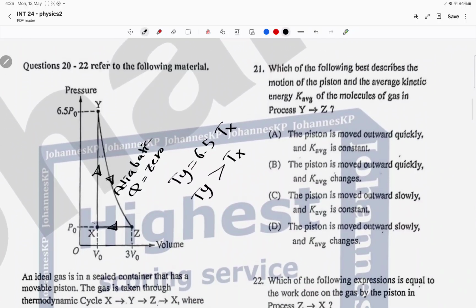21. Which of the following best describes the motion of the piston and the average KE of the molecules of gas from process Y to Z? From Y to Z, what's happening? Is the work positive or negative? From Y to Z, negative. Why? Oh, positive. No, it was right, but I'm asking you why. Okay, so delta V is positive, because we're expanding by 3 times. Work is negative. Yeah. It's adiabatic, that means Q is 0.